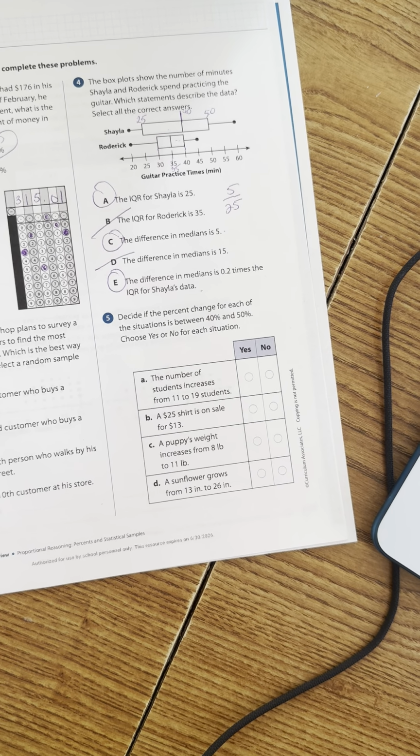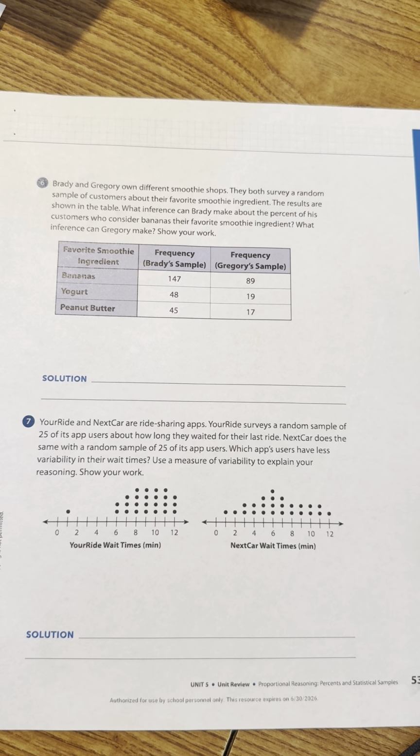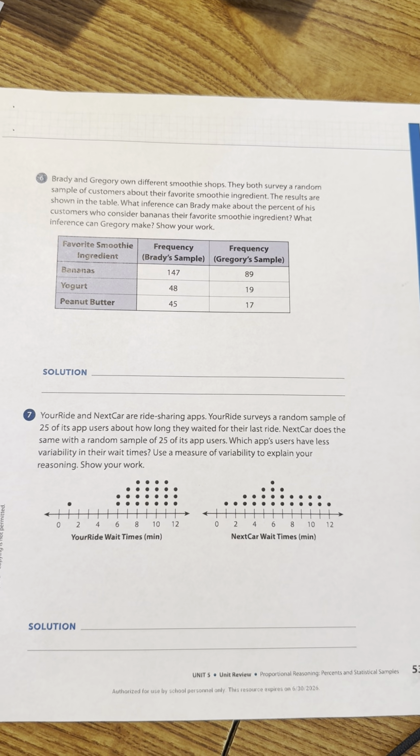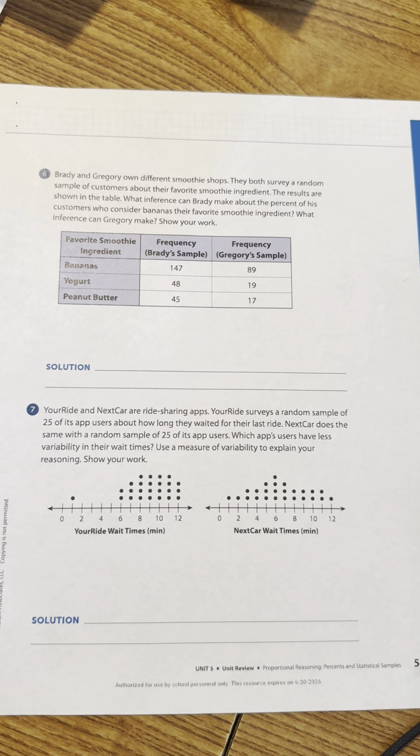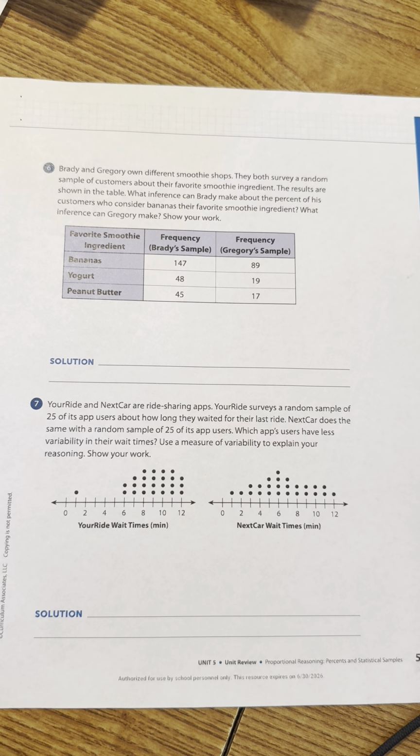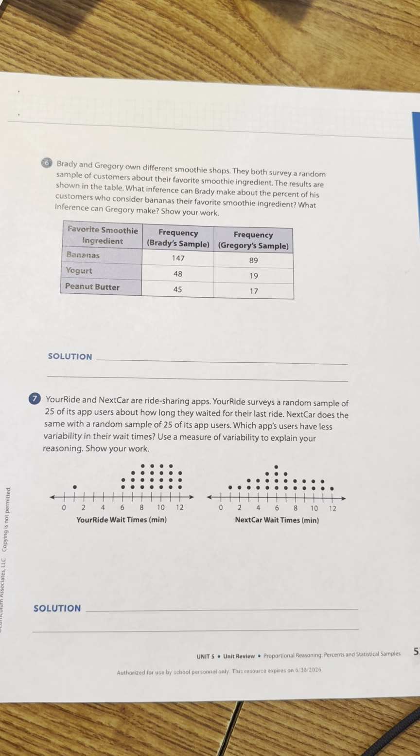Last page. Okay, Brady and Gregory own different smoothie shops. Oh, it's kind of dark in here. They both survey a random sample of customers about their favorite smoothie ingredients. The results are shown in the table. What inference can Brady make about the percent of his customers who consider bananas their favorite smoothie ingredient? What inference can Gregory make?